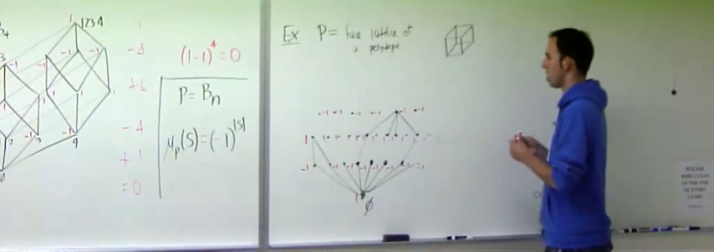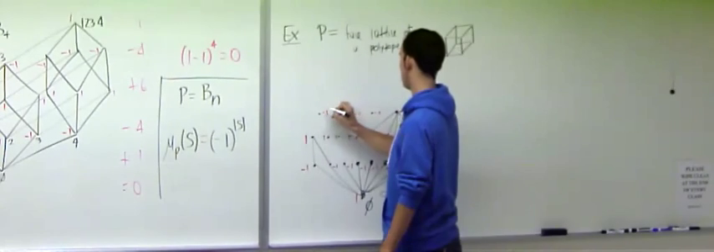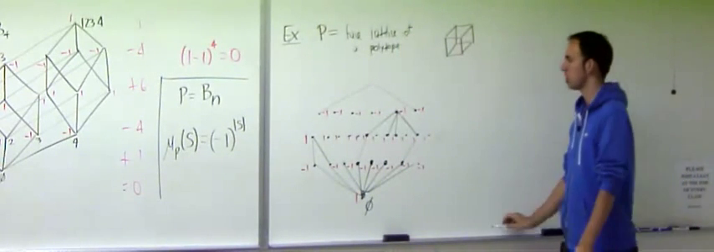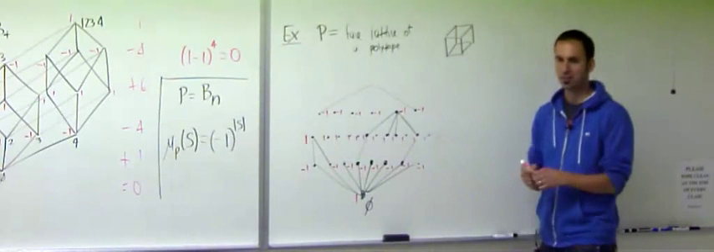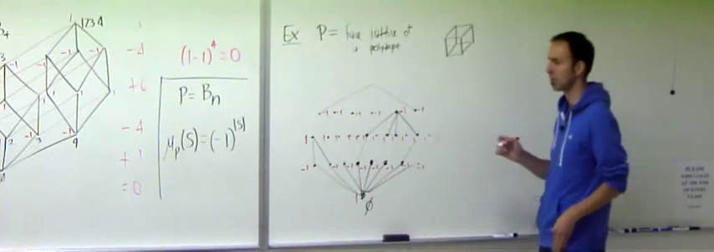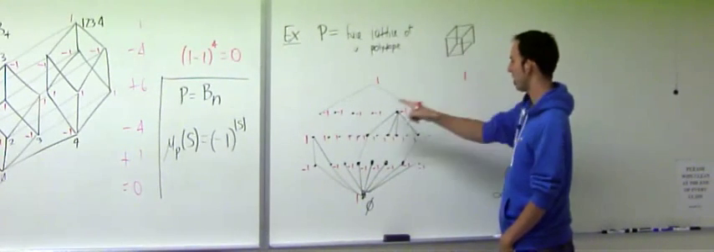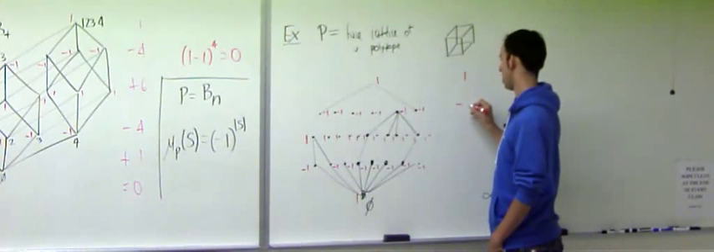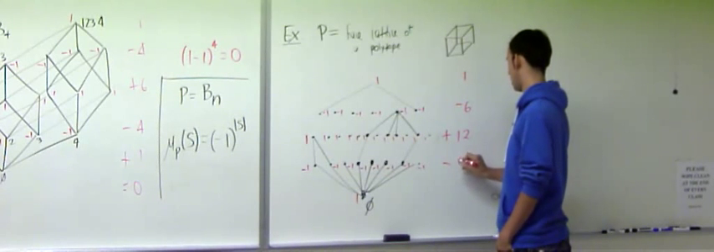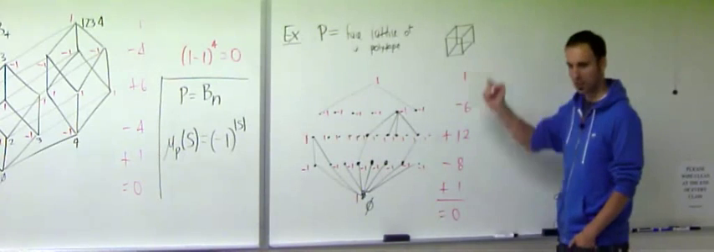Okay? And then the whole cube. So the whole cube is above everybody. And what Mobius number does it have? Well, what do you think it is? 1, it just seems to be the pattern. Okay? Now, why is it 1? Because we need 1, then -6, plus 12, -8, plus 1 equals 0. Yeah, because of Euler's formula. It's exactly Euler's formula.